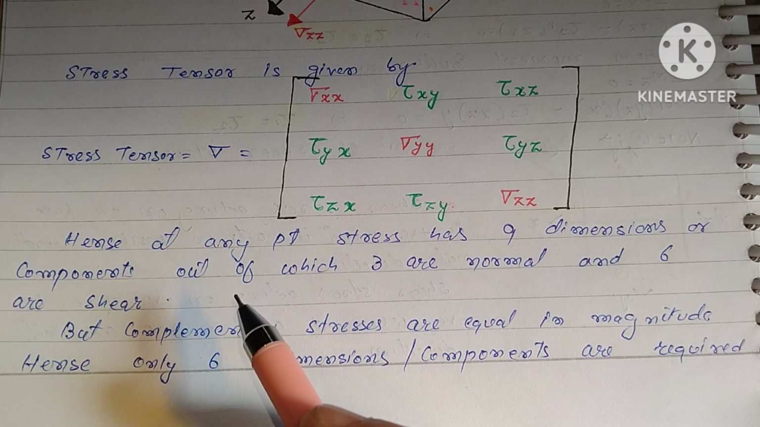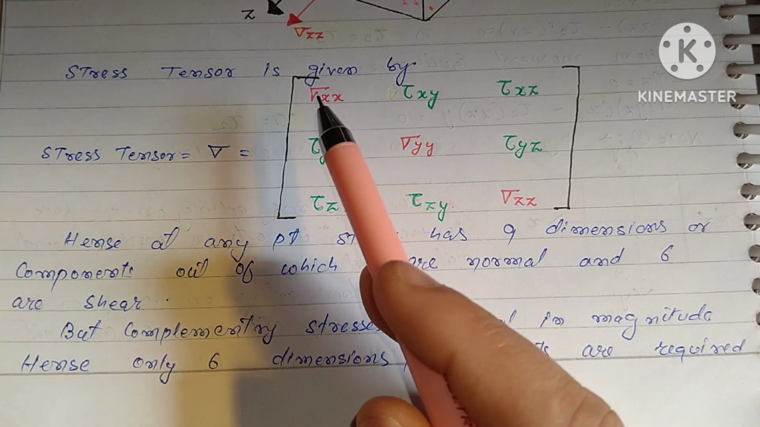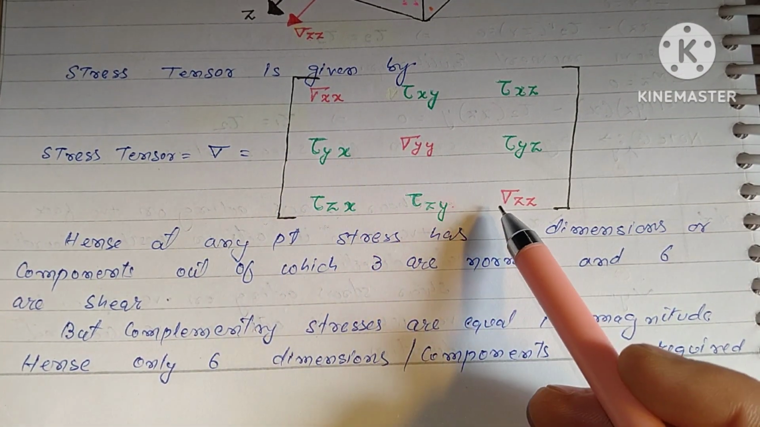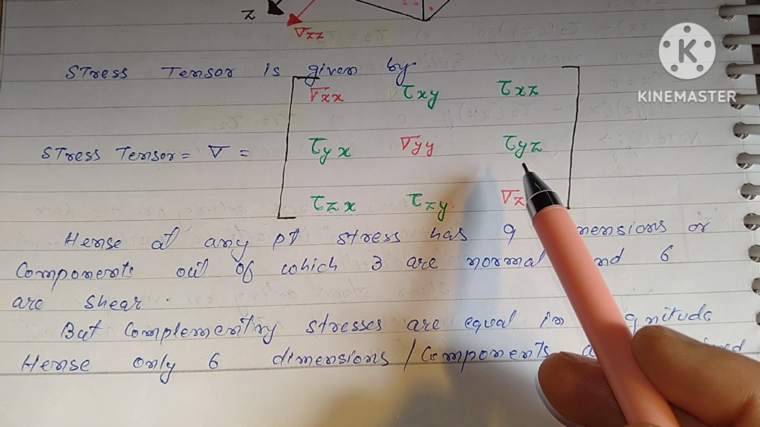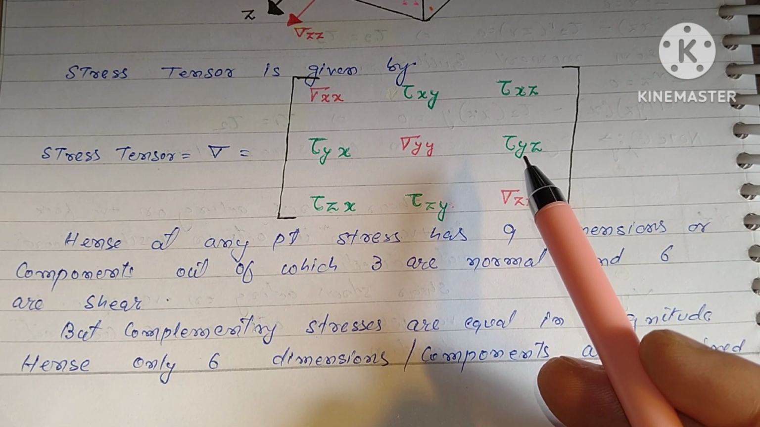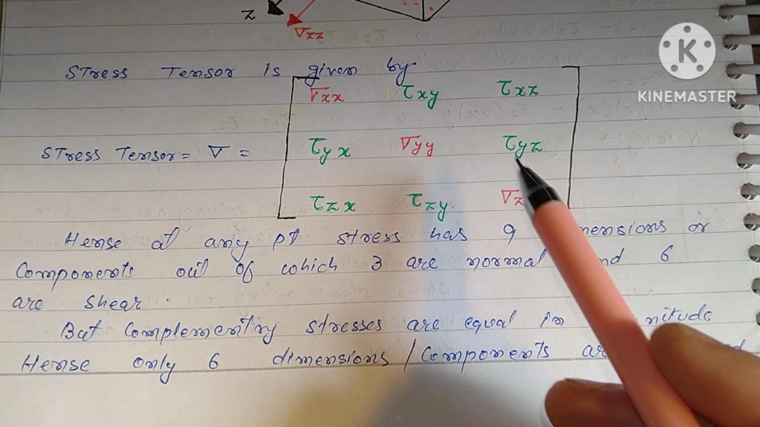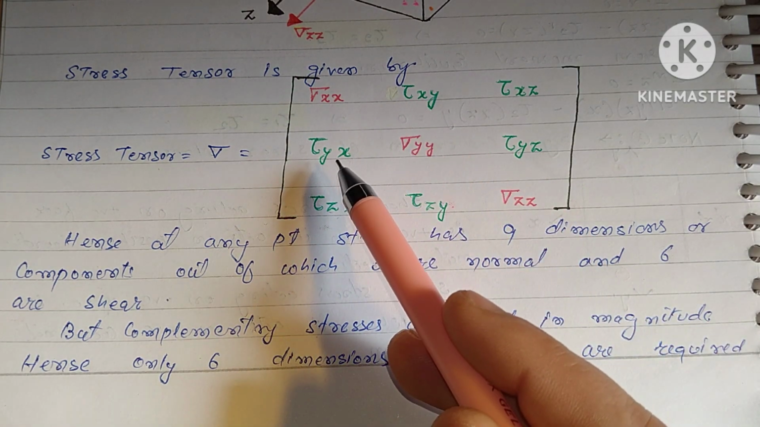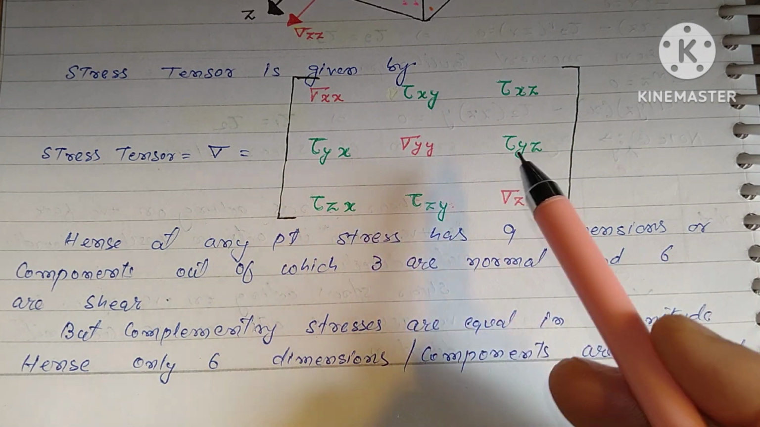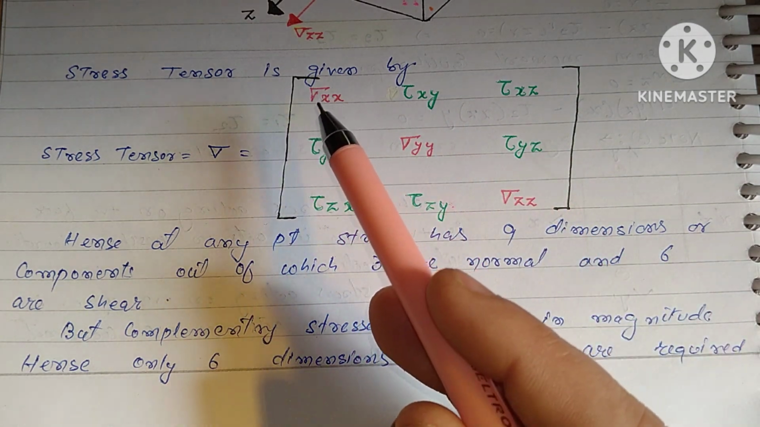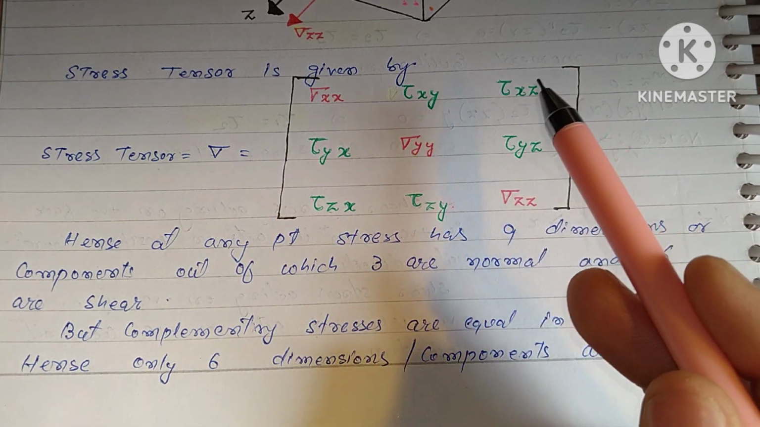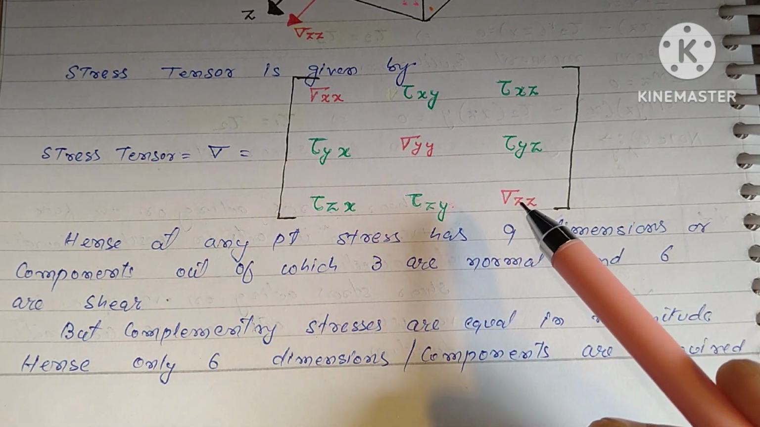But if I have to represent the stress on a body, the requirement will be only 6 stresses, because if I know this, I know this, I know this and this, these are sufficient to define the state of a body. Because if I know this, this will also be equal to this, and this will be equal to this. So the requirement is only 6 stresses to define the state of stress at a body.